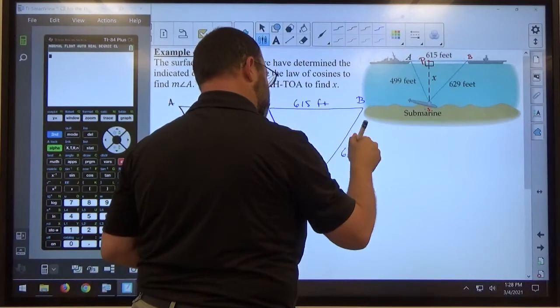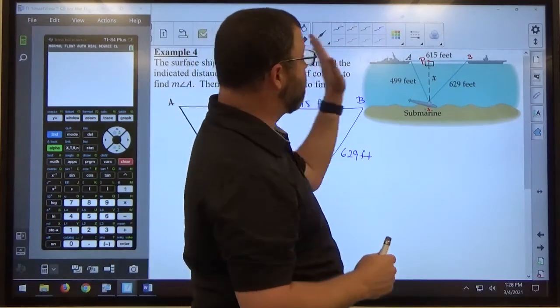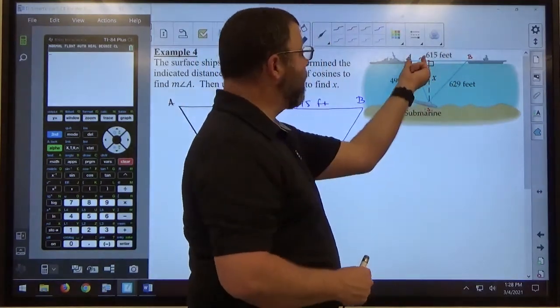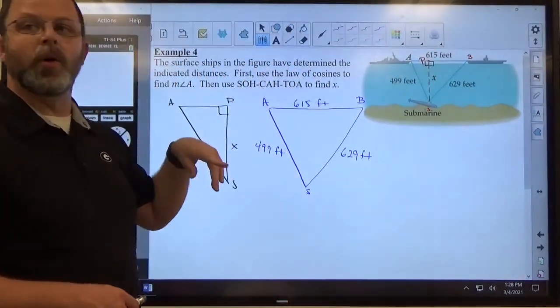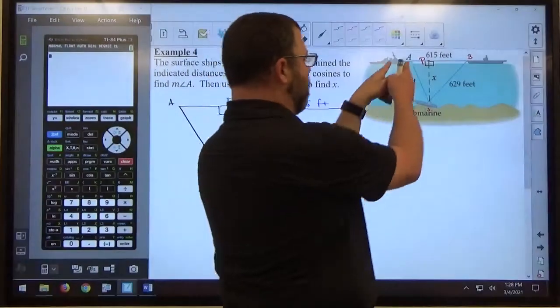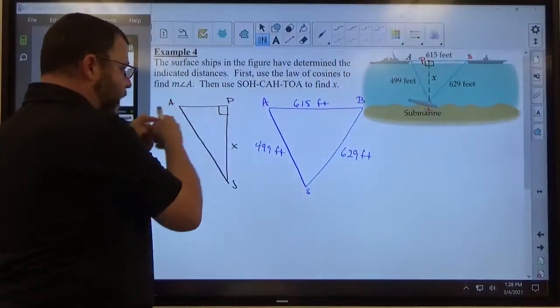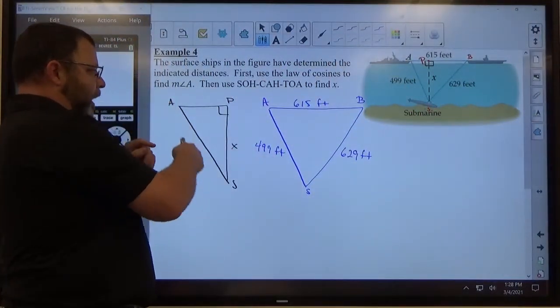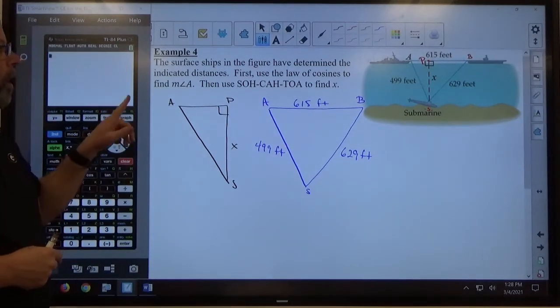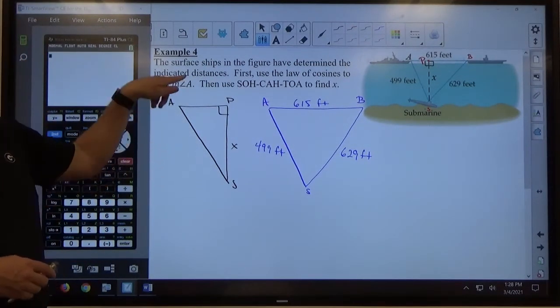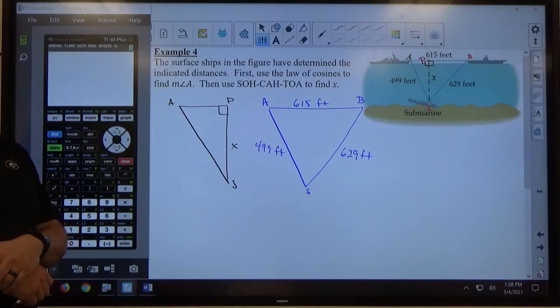Wait, is the 615 the whole top or just that one? Yeah, 615 is all the way across. We have no idea how big that little piece or that little piece is. If we did, we could use SOHCAHTOA right off the bat. If I knew that this little piece was 615 and that's 499, I could probably use the Pythagorean theorem to find X. Plus the problem would be that 499, the hypotenuse, would be shorter than a leg, so it wouldn't work anyway. But 615 is all the way across, not just the little piece.